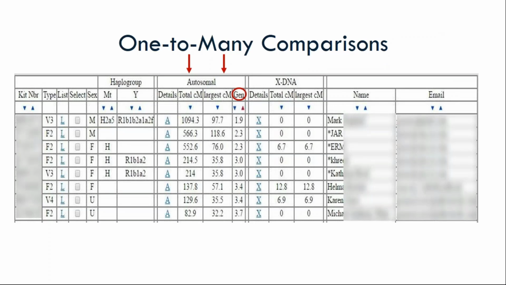Here's a one-to-many comparison that I did. As you can see, you want to focus on the column that says autosomal. On the top there, it has total centimorgans. The more centimorgans that you have in common with a person, the better. They're organized that way by default, but you can also change them in the other direction if you'd like. It has the largest amount of centimorgans that you share with that person, and it also has an estimate of how many generations separate the person who's in the default with the one whose results you're looking at. So for instance, in this case, the one-to-many comparisons tool showed that Mark over here was predicted to be about 1.9 generations away from the person he was being compared to.